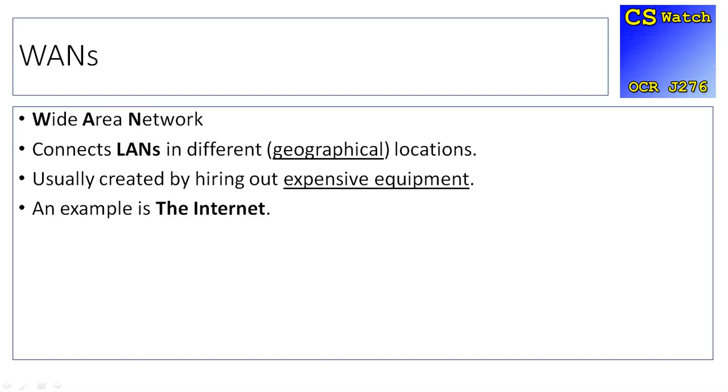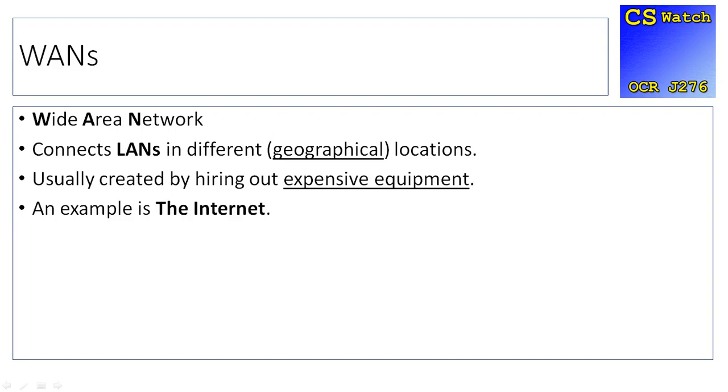On the other side of things, you've got WANs, which stands for Wide Area Network. What WANs do is connect LANs in different geographical locations. So, for example, a business might have an office in central London, and then an office in Harpenden, and then an office in New York. The WAN would be the three LANs in the three particular centres being connected together.